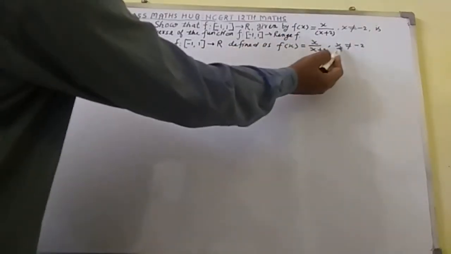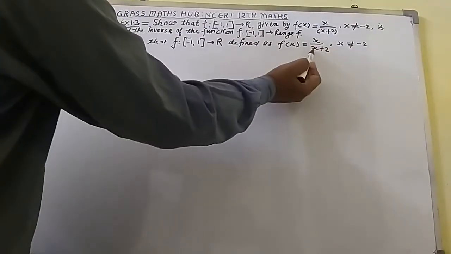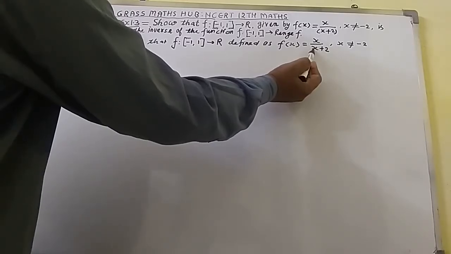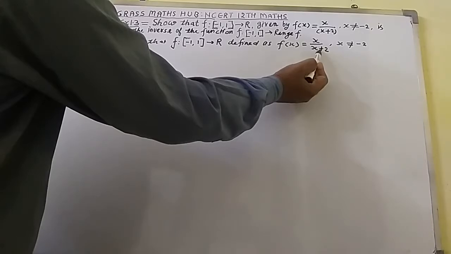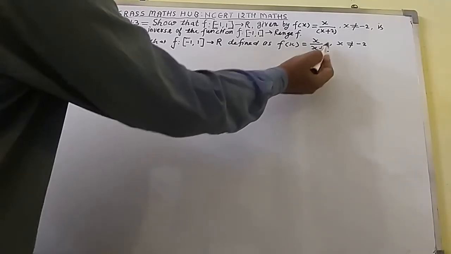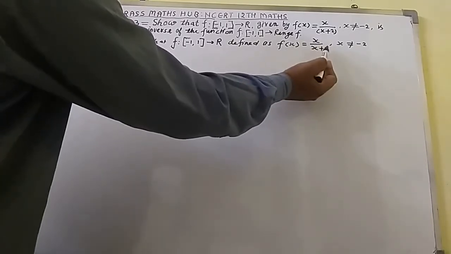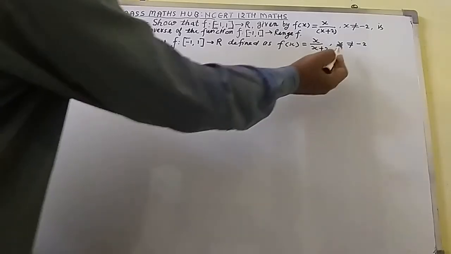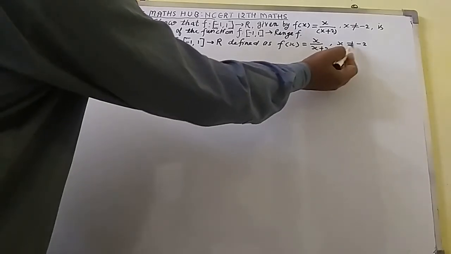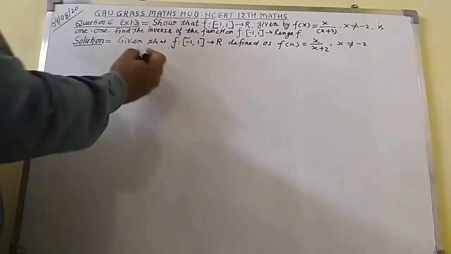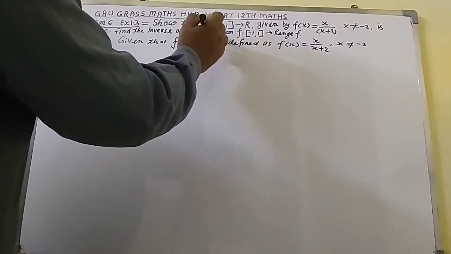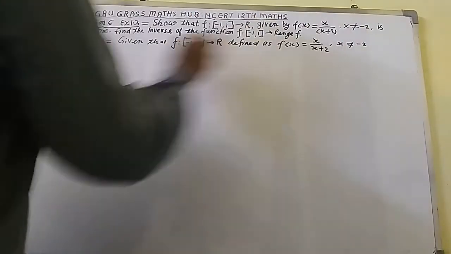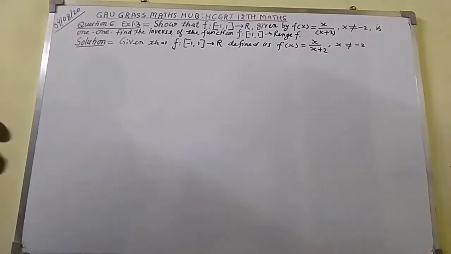Why x is not equal to -2? If you put x equal to -2, this will become -2 plus 2, so the denominator will become 0. So x over 0 goes to infinity, f(x) becomes infinite. That's why I have written x is not equal to -2. This is the function which is given in the question itself. You can see it is given here, and the same thing I have reflected here in the solution also.